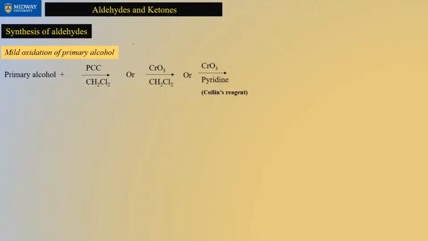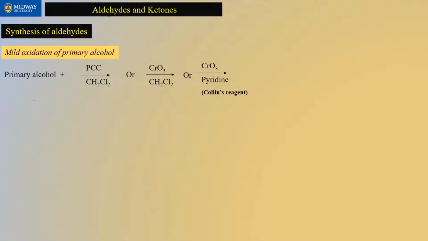Now, this PCC is nothing but pyridinium chlorochromate. Okay, I'm not going to quiz you on that, but if you're wondering what the PCC stands for, it stands for pyridinium chlorochromate. Again, that's got the Cr and O in it. Chromate has Cr and O in it, so that again is an oxidizing agent.